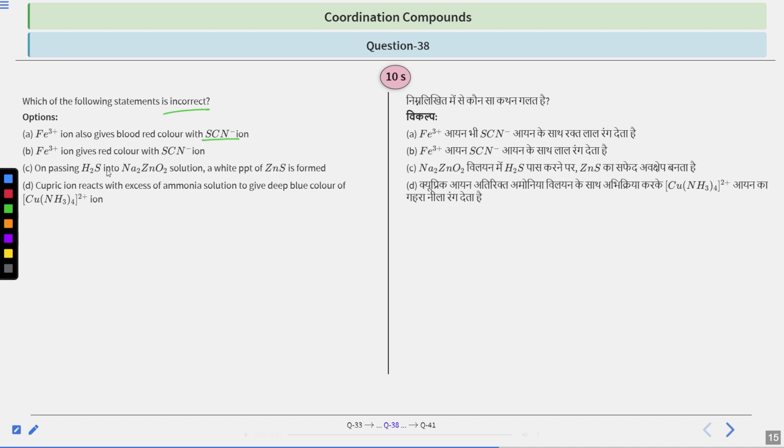On passing H2S into Na2ZnO2 solution, a white precipitate of zinc sulfide is formed. Or cupric ion reacts with excess of ammonia solution to give deep blue color of the [Cu(NH3)4]2+ ion. So you have to tell which statement from these 4 options is incorrect. You have 10 seconds to think about this question. After that, we will see the answer.